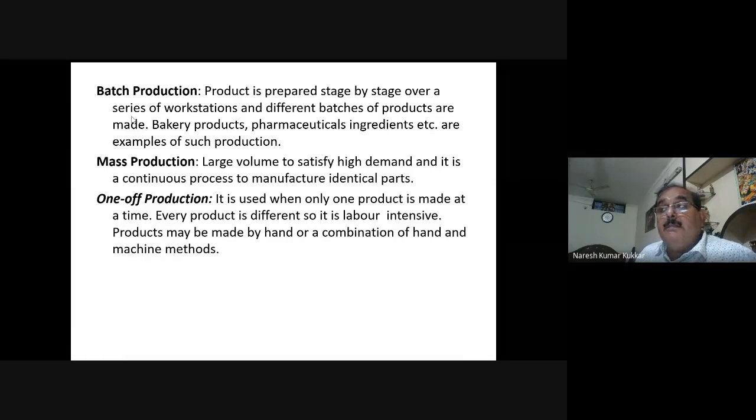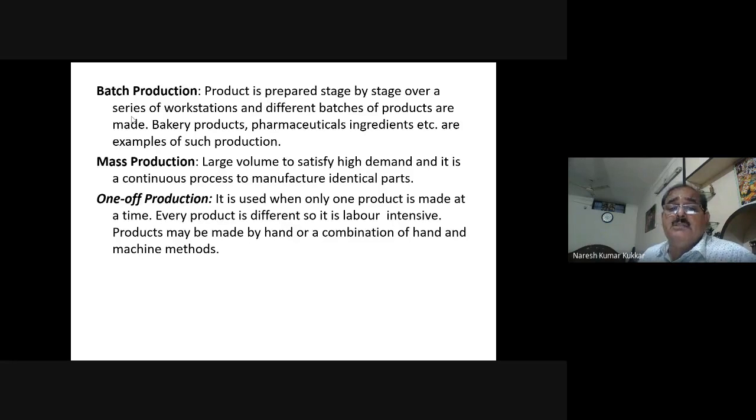In a bakery, in the same way, maybe glucose biscuits are being prepared on one side, and Marie biscuits on another side. There is no single plan. So there are different batches. In the same industry, different batches are being created. So it's called batch production.